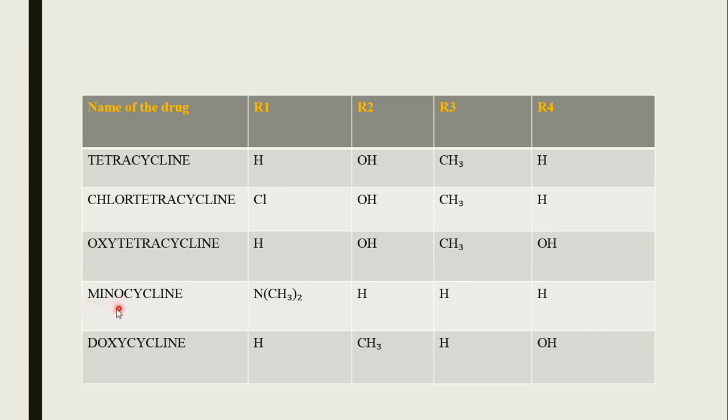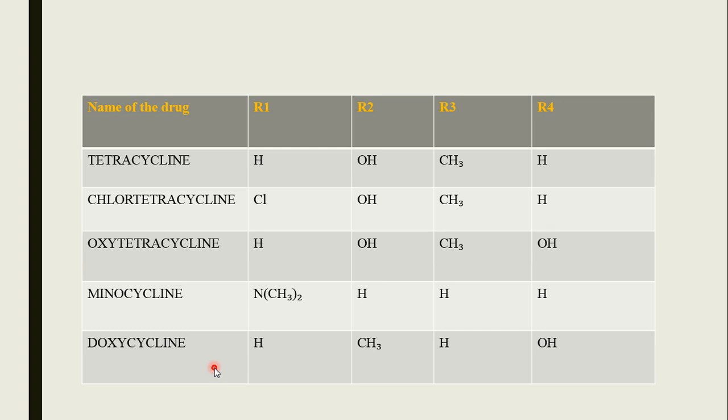For minocycline, mino indicates dimethyl amino. In amino group, remove A, so amino is present. So a dimethyl amino group is present at R1 position. At all the remaining positions, hydrogen groups are present. R2, R3, R4 are hydrogens.